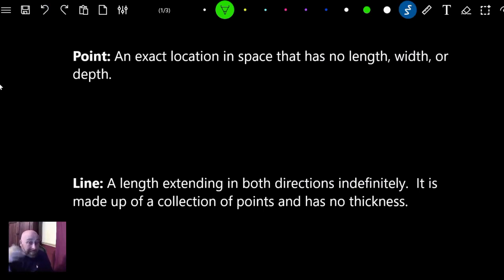A point, in theory, is something that you can't even see. It's just an exact location. But as soon as you touch your paper with your pencil, you've created length, width, and depth. Hopefully you understand that. It's not that big of a deal, but I want you to understand the concept of a point. It's not necessarily the dot that we draw. That's just how we represent it.